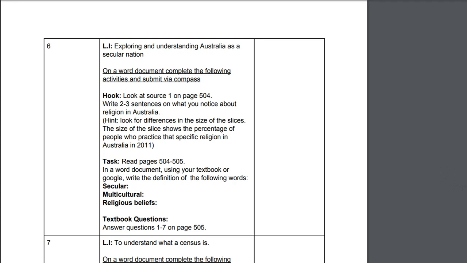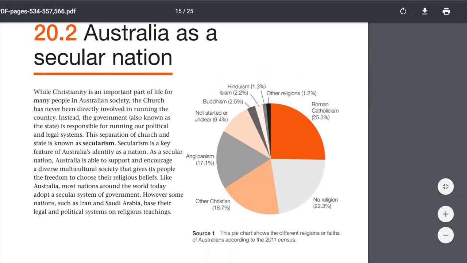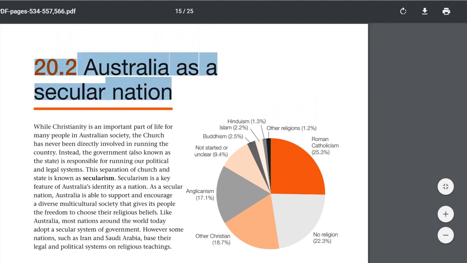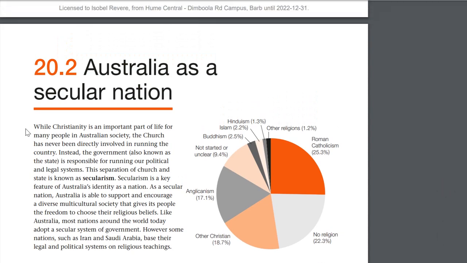Alright, now that you're back, everyone should have completed that hook. Now we're going to read pages 504 to 505 together. That's this chapter here, 20.2, Australia as a secular nation. So let's get started. While Christianity is an important part of life for many people in Australian society, the church has never been directly involved in running the country. Instead, the government, also known as the state, is responsible for running our political and legal systems. This separation of church and state is known as secularism.